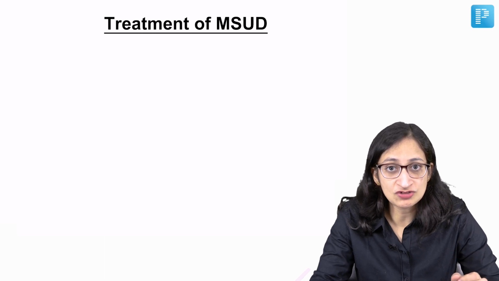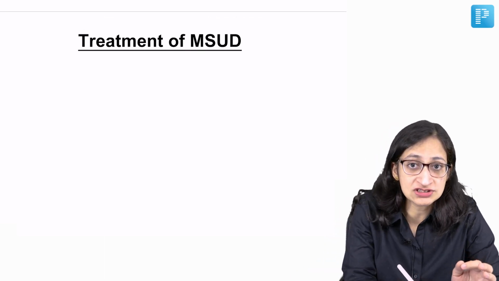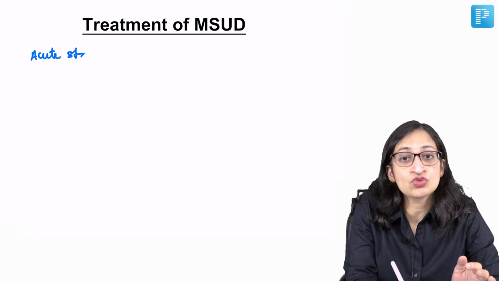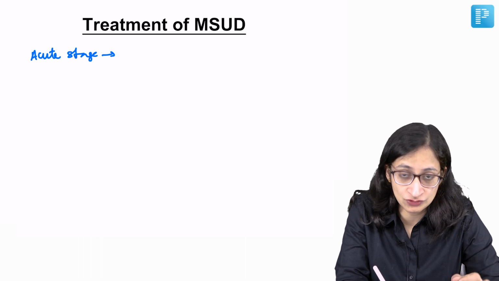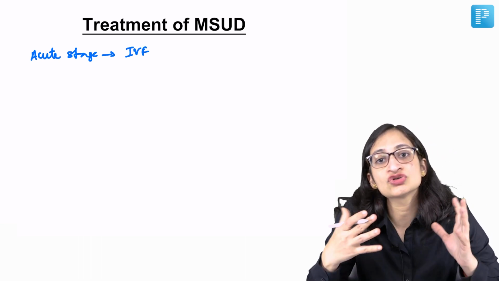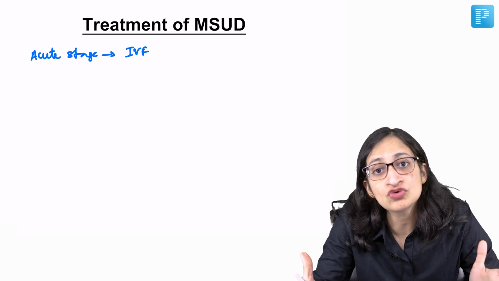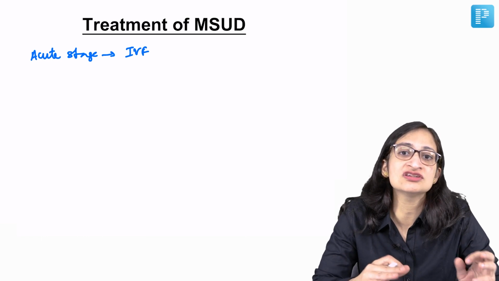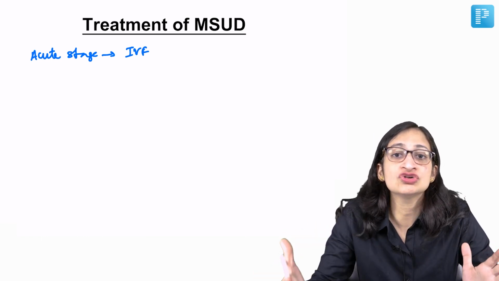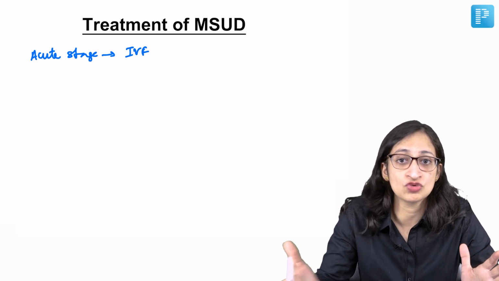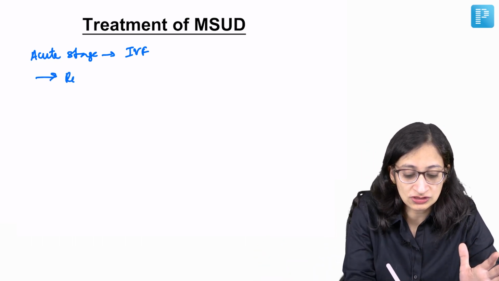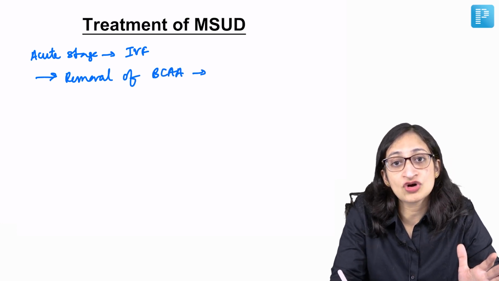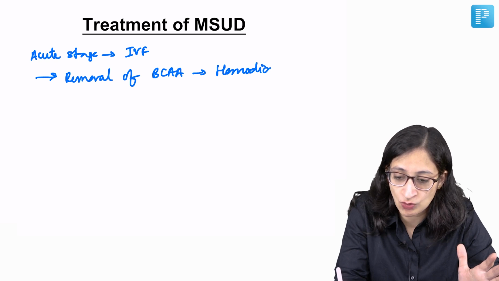So moving on to the treatment of maple syrup urine disease. In the acute stage, when there is encephalopathy, what all you need to do? We have to start IV fluids. Hydration is very important, and you have to remove the branch chain amino acids that have accumulated in the body, especially leucine. And leucine is not easily excreted from the kidney, so you may even have to resort to hemodialysis to remove it.